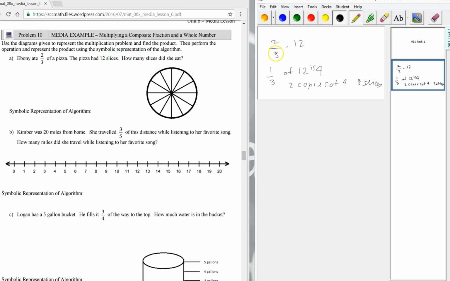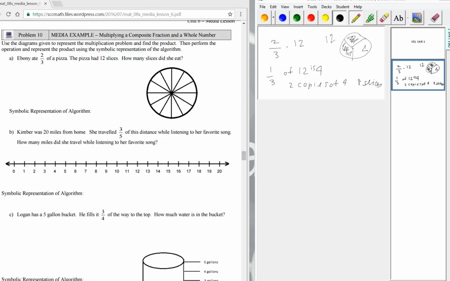So before, for 2/3, we're just saying cut it into 3 pieces, take 2 copies. Now, this was our unit, and 2/3 was just a number. Now we're saying, well, this is equal to 12, or represents 12. Cut 12 into 3 pieces. Each piece has size 4. Take 2 copies, and that's 8.